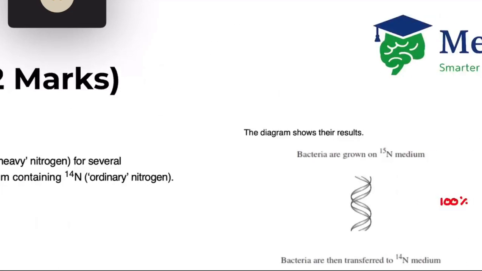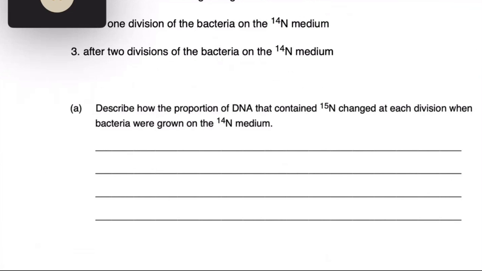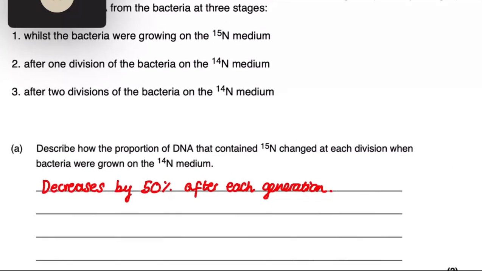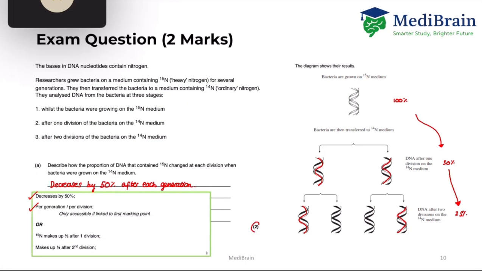So we would say that it decreases by 50% after each generation. That's what we would say for this question. Looking at the mark scheme, it says decreases by 50%, which we got, per generation or per division, which we said after each generation. And that would be worth 2 marks.